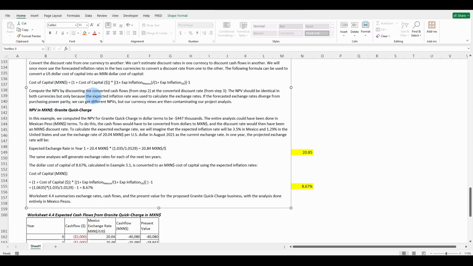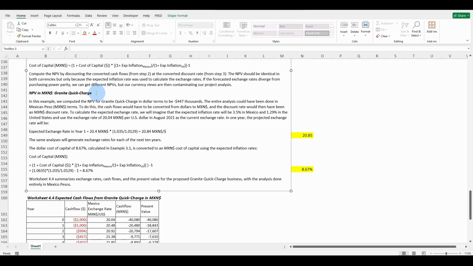Fourth, compute the net present value by discounting the converted cash flows from step 2 at the converted discount rate from step 3. The net present value should be identical in both currencies, but only because the expected inflation rate was used to calculate the exchange rates. If the forecasted exchange rates diverge from purchasing power parity, we can get different NPVs, but our currency views are then contaminating our project analysis.